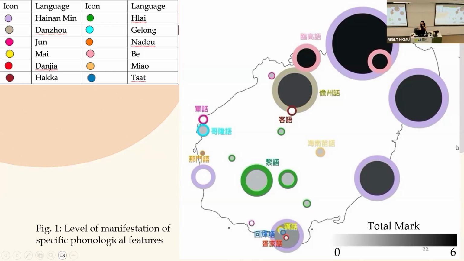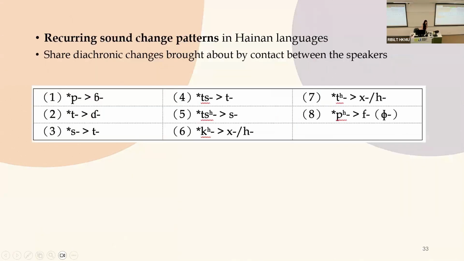So this purple circle is Hainan Min, this pink circle is the Be language, and this brownish circle is Danzhou, a Chinese dialect believed to have Yue lineage. But you can see all of them cluster in the northern part of the island.